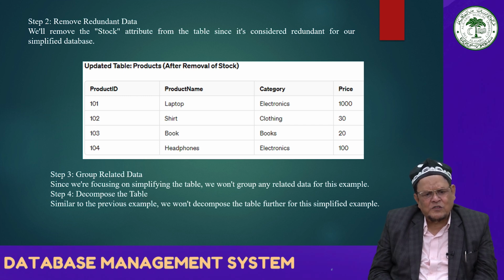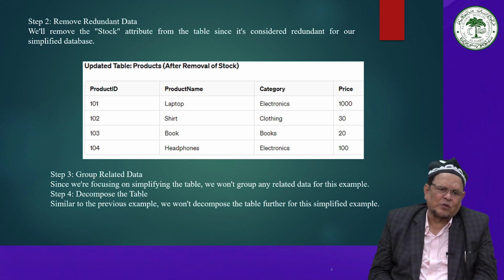The third step, group related data. We are focusing on simplifying the table. We would not group any related data for this example. Step 4, decompose the table. Similar to the previous example, we would not decompose the table further for this simplified example.